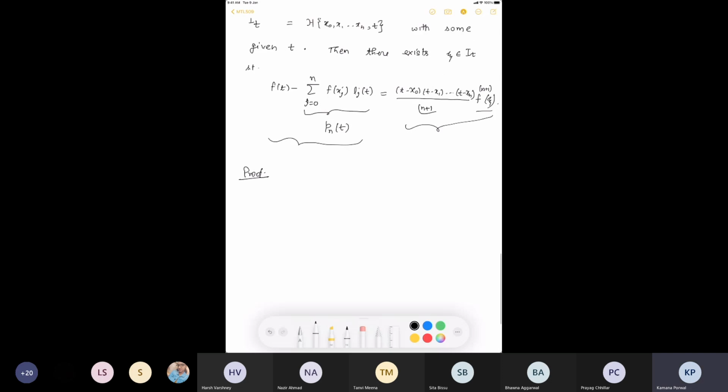So note what happens if t is any of the node points. Suppose t is equal to some xi for some i. Then does this result hold? What will happen to the left hand side?